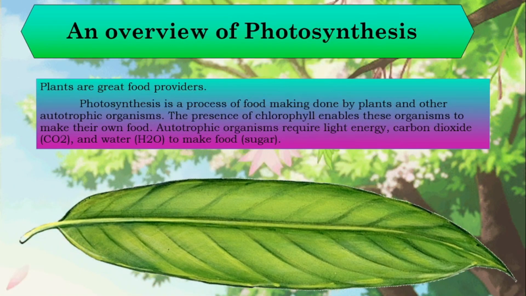Overview of photosynthesis. Plants are great food providers. Photosynthesis is a process of food making done by plants and other autotrophic organisms. The presence of chlorophyll enables these organisms to make their own food. Autotrophic organisms require light energy, carbon dioxide, and water to make food in the form of sugar.